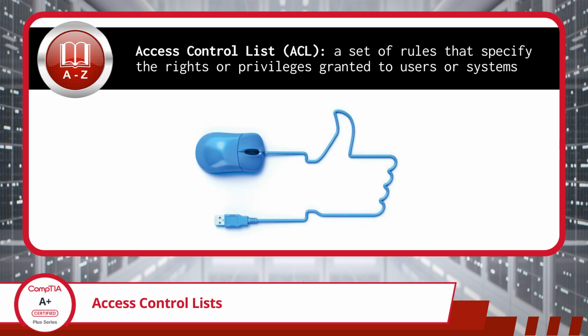If least privilege answers the question how much access should someone have, an ACL helps define exactly what that access looks like. It can determine whether a user can read a file, modify a folder, execute a program, or be denied access altogether.